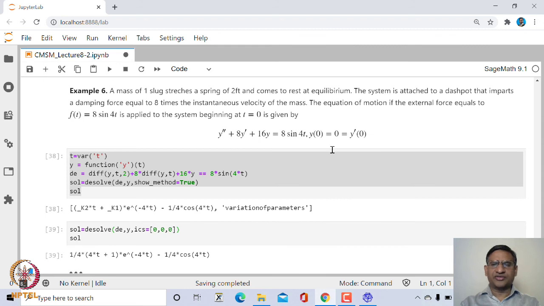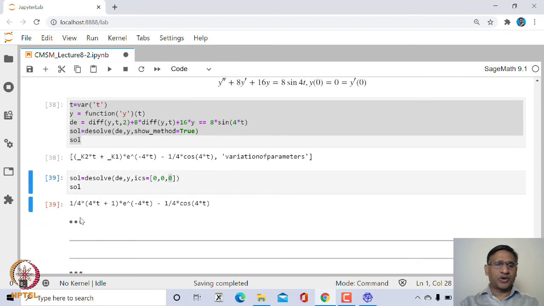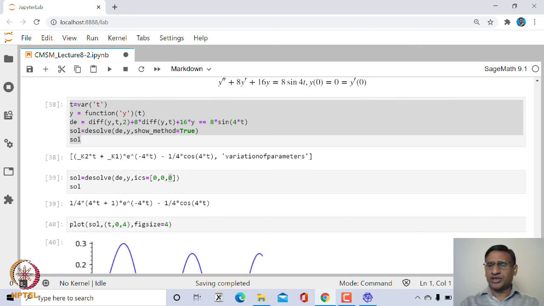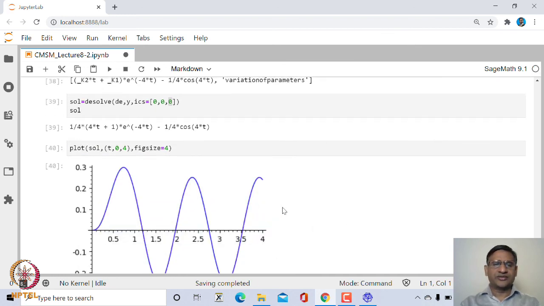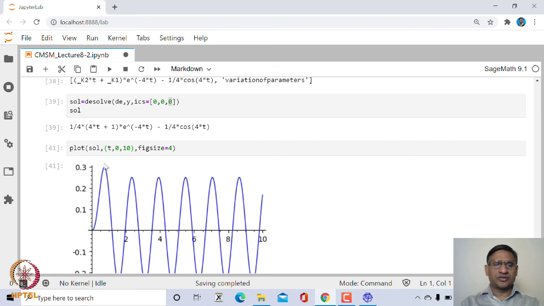Now, let us solve this initial value problem. In this case the initial values are 0, 0: y at 0 is 0 and y dash at 0 is also 0. This is how the solution looks, and you can try to plot the graph of this function. You can see that it is again a kind of wave, and instead of 4 let us make it 10. This is how it looks. This is a wave function.